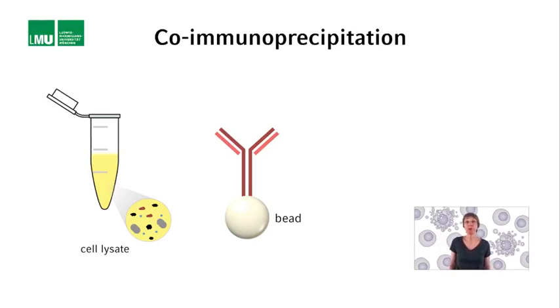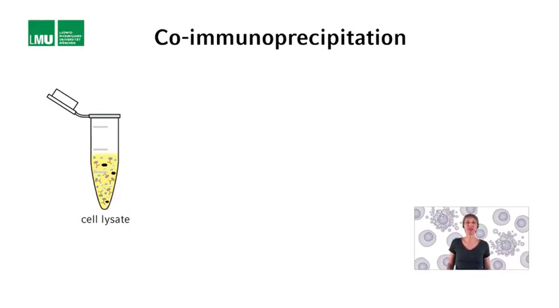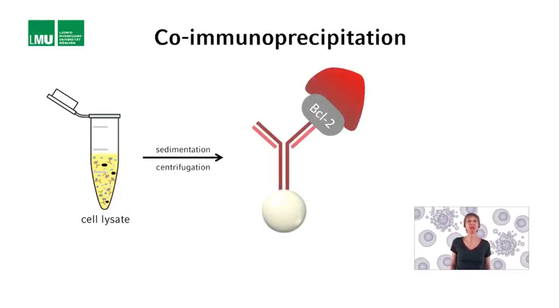The actual experiment then is to add BCL2 antibody coupled to beads to the cell lysate, to incubate the mixture for a while, and then to isolate the beads. The beads can be isolated or precipitated from the lysate simply by sedimentation or centrifugation.